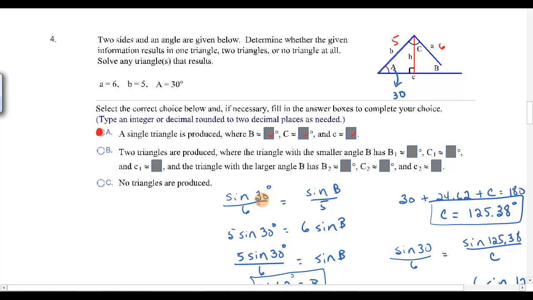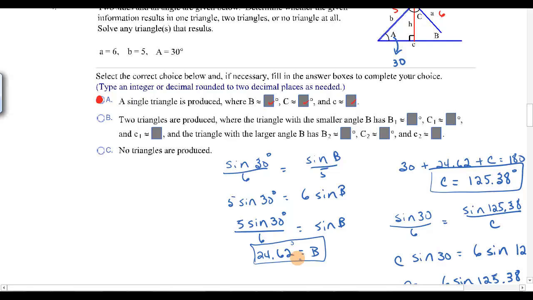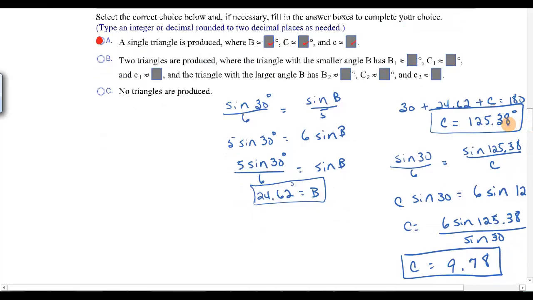Sine of 30 over 6 is equal to sine of B over 5. We do get 24.62 for B. All right, so that's my angle. We did it here, and we also got a 125.38 angle. And then we solved for the other 2 sides. And we didn't get a small angle where we would know there was another triangle over there. So we know there's just one triangle.